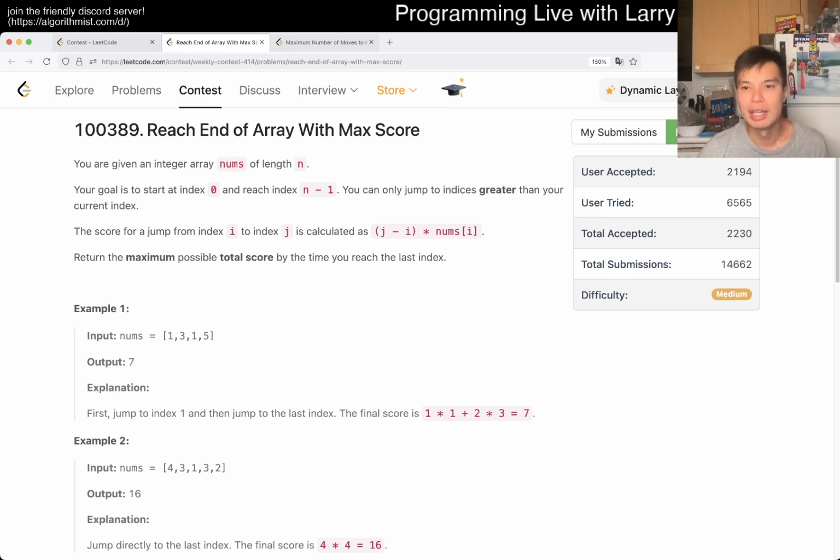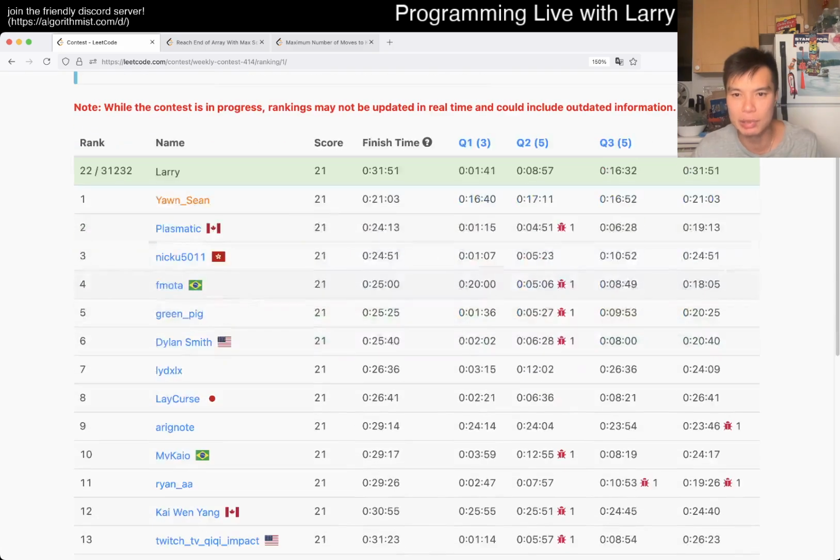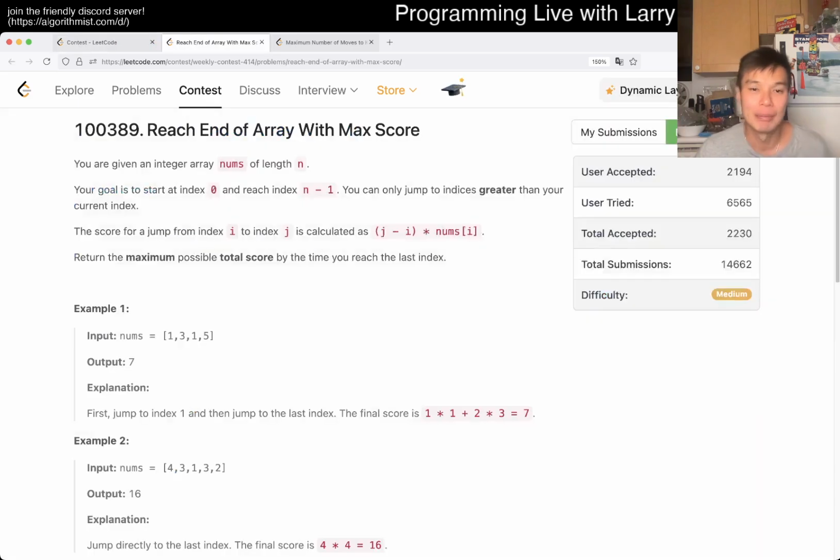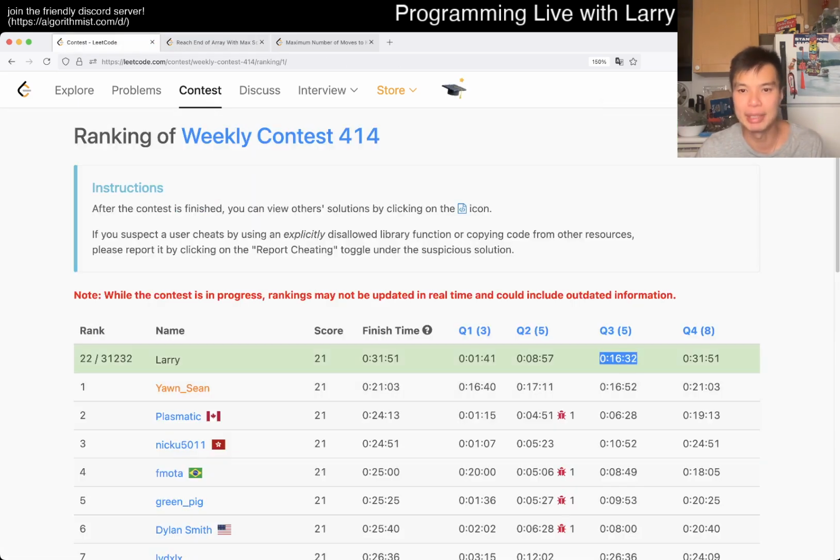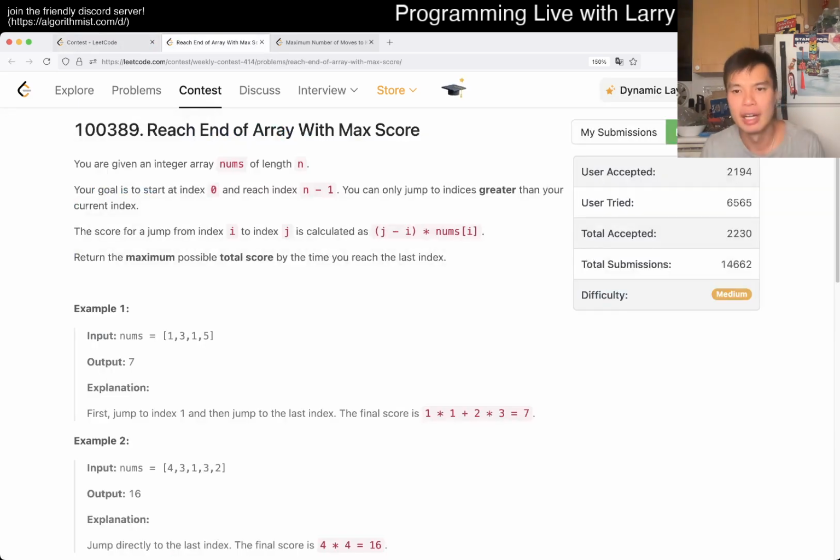Let me know what you think about this one. I think this one's way tricky to get correctly. If you look at the top scores, a lot of people got it like way fast, in about 2 minutes, but I ended up taking 8 minutes or so, a little bit less. You can watch me solve it live next, of course.